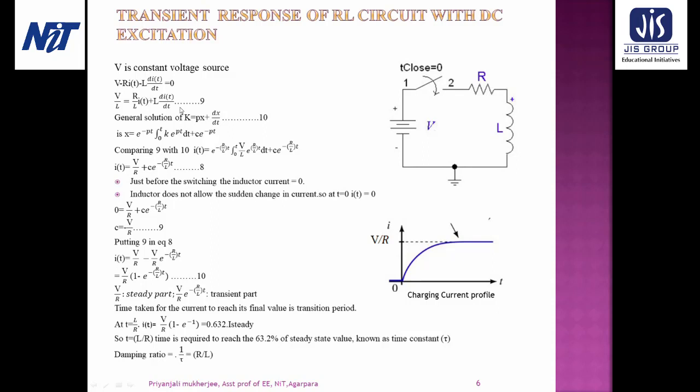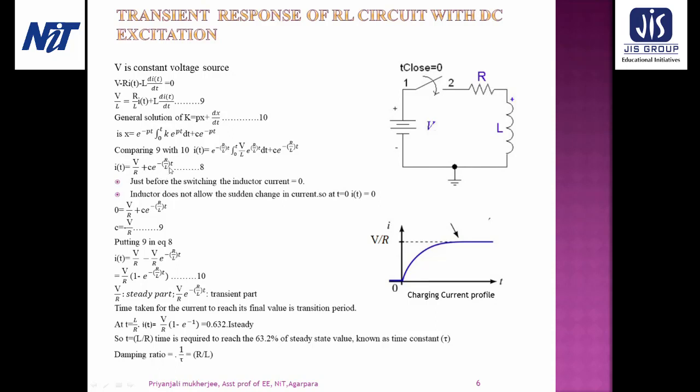As we know, the general solution of this type of equation is e to the power minus p t into the integral from 0 to t of k e to the power p t dt, plus a constant into e to the power minus p t. Comparing this with equation 9, the solution i(t) is e to the power minus R by L t times the integral from 0 to t of V by L e to the power R by L t, plus a constant into e to the power minus R by L t. Now i becomes V by R plus c into e to the power minus R by L t.